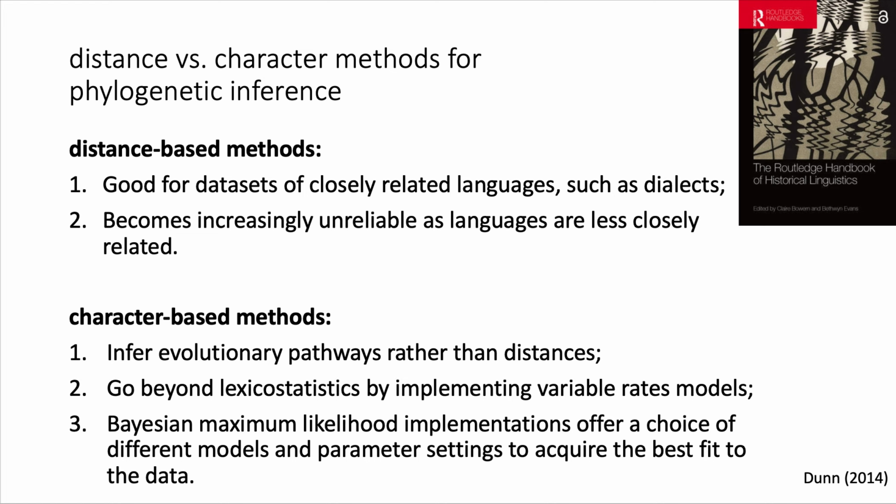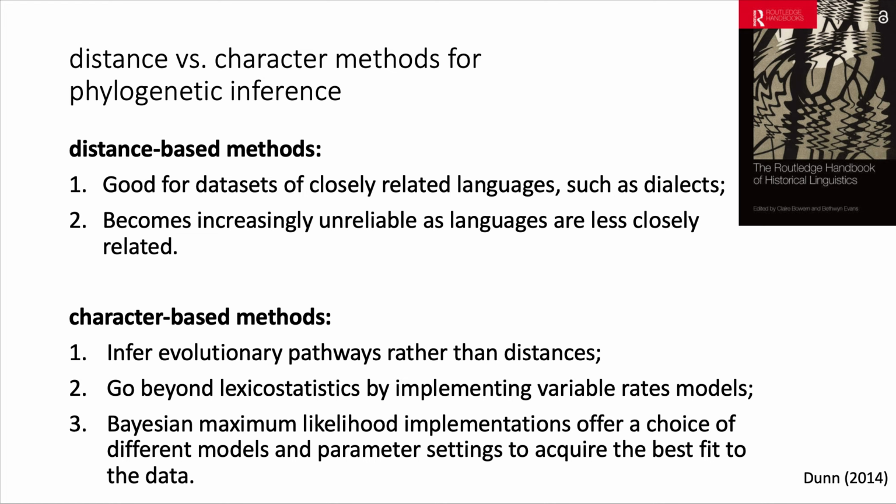So a very quick summary here. Distance-based methods are good for data sets of closely related languages such as dialects, and become increasingly unreliable as languages are less closely related. Therefore, the example that I showed earlier is one of a few, so there's very little distance-based analysis of entire language families that have an ancient history. Rather, for bigger language families, so for Dravidian, but also for other medium-sized and bigger language families, people tend to use character-based methods. These infer evolutionary pathways rather than distances.